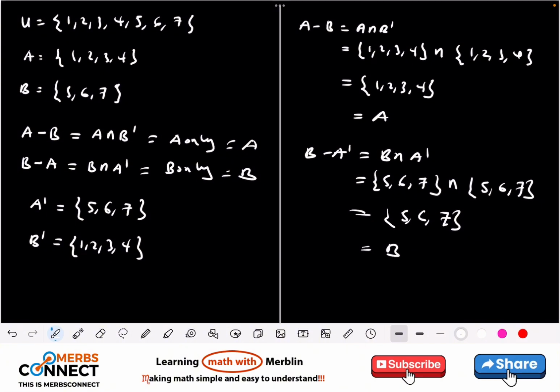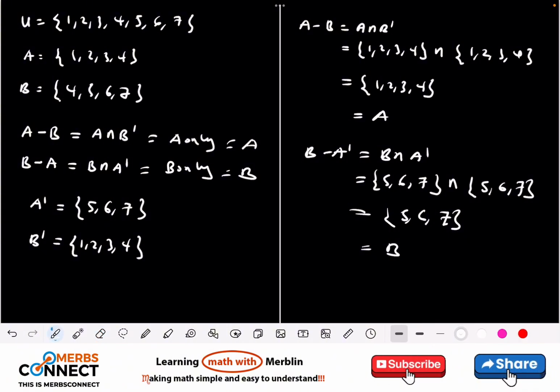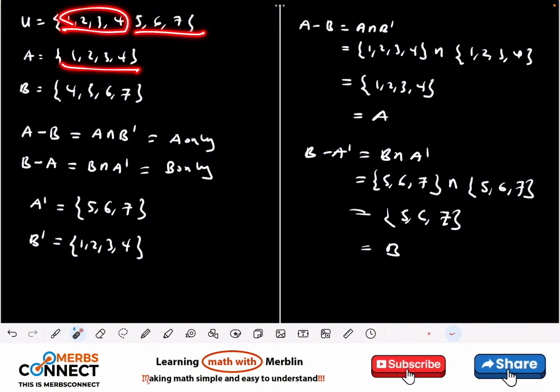Now let me just change some values here to make sure we don't get B and A again, but we are getting something like A only or B only, right? So let me repeat one value here. Let me assume that I have 4, 5, 6, 7. Good. So this will help us now focus on having A only and B only. So what will be A complement? A complement will be the elements in the universal set that are not in A. So the same thing. We have 1 to 4 out, so it will be left with 5, 6, 7, which is the same here.